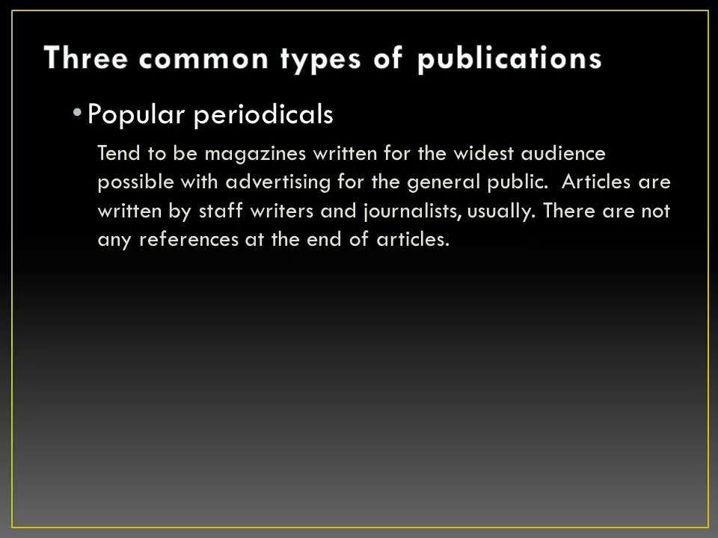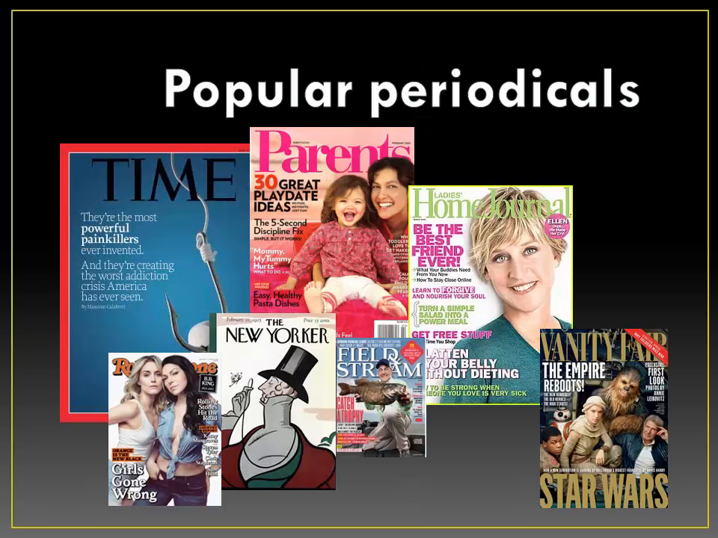The first is popular. These are publications written for the widest audience possible and just for a very general audience. There's usually a lot of advertising for consumer products in these, and there are no references at the end of these articles, which are usually written by laypersons and staff journalists. Here are some examples of popular publications.